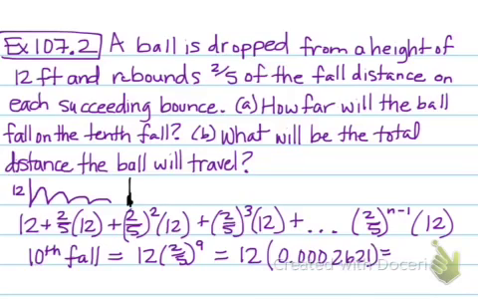times 0.0002621, which is equal to 0.0031452 feet. So very, very small bounce. Now we need to move on and see the total distance the ball will travel.